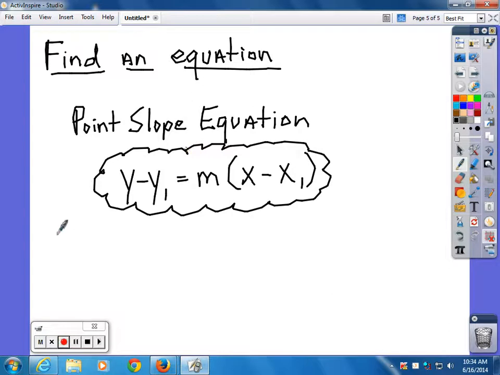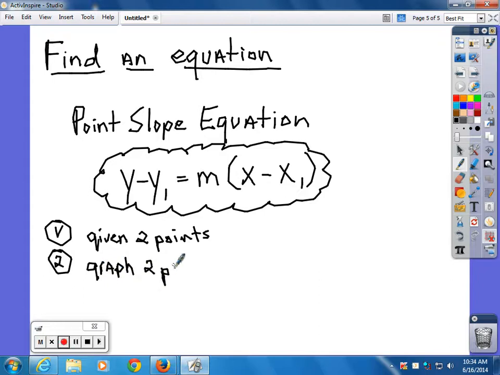Now, here's the 3 types of problems that you're going to see. 1, you're going to be given 2 points. 2, a graph with 2 points, just like I showed you before, the green points. Or 3, you're going to be given a point and a what? Slope. So there's your three types of questions.